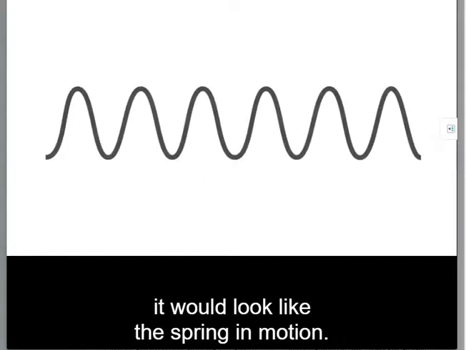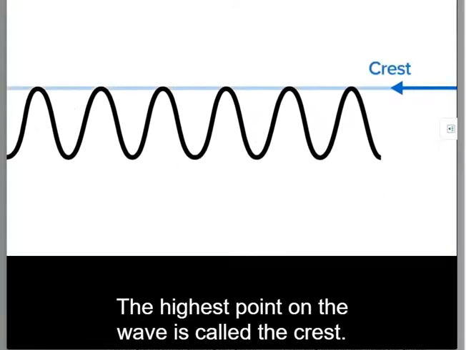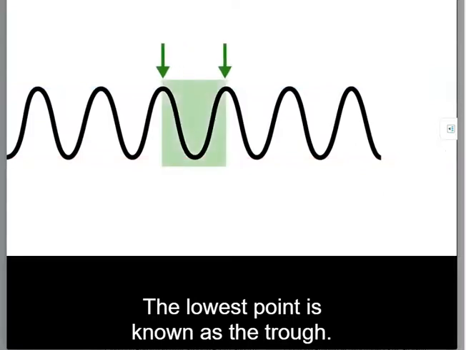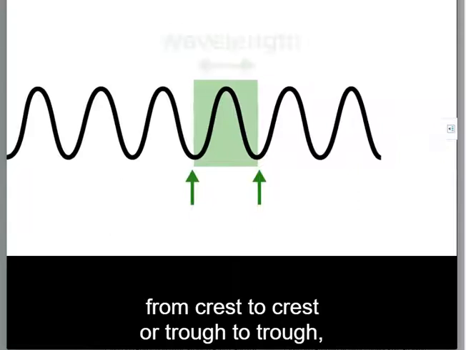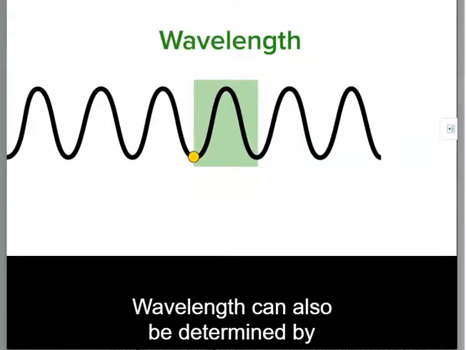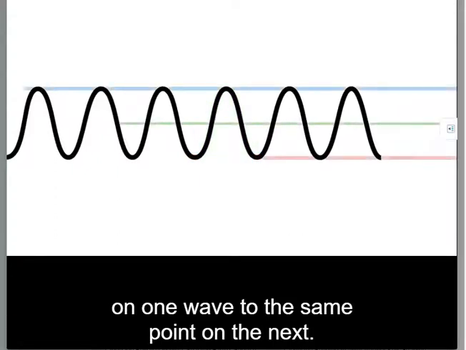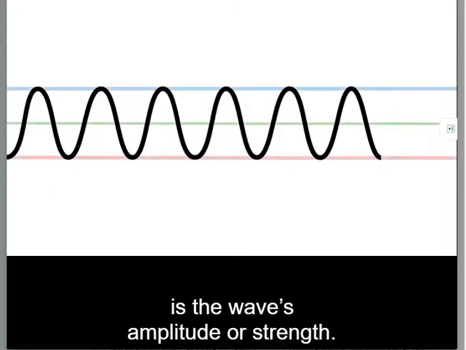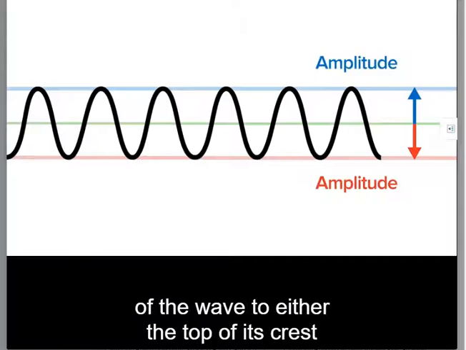If we stop the motion, we can study the wave and measure it. The highest point on the wave is called the crest. The lowest point is known as the trough. By measuring the distance from crest to crest, or trough to trough, we can determine what's called the wavelength. Wavelength can also be determined by measuring from any point on one wave to the same point on the next. Another measurement we can take is the wave's amplitude or strength. This measurement is the distance from the center point of the wave to either the top of its crest or the bottom of its trough.